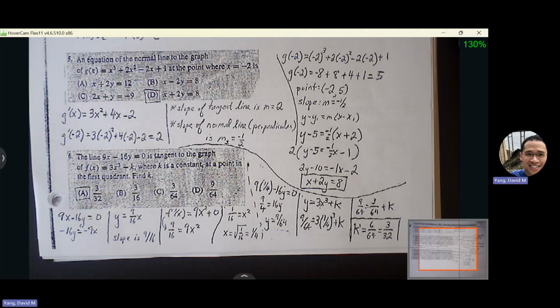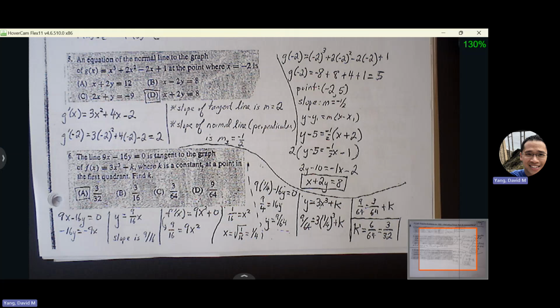Number 6, the line 9x minus 16y equals 0 is tangent. We always want to pay attention to these words. Tangent indicates that the line shares the same slope as the curve at a point. So we can work on finding that slope. If I get 9x minus 16y equals 0 into slope intercept form, I get y equals 9/16 x. So the slope is 9/16.